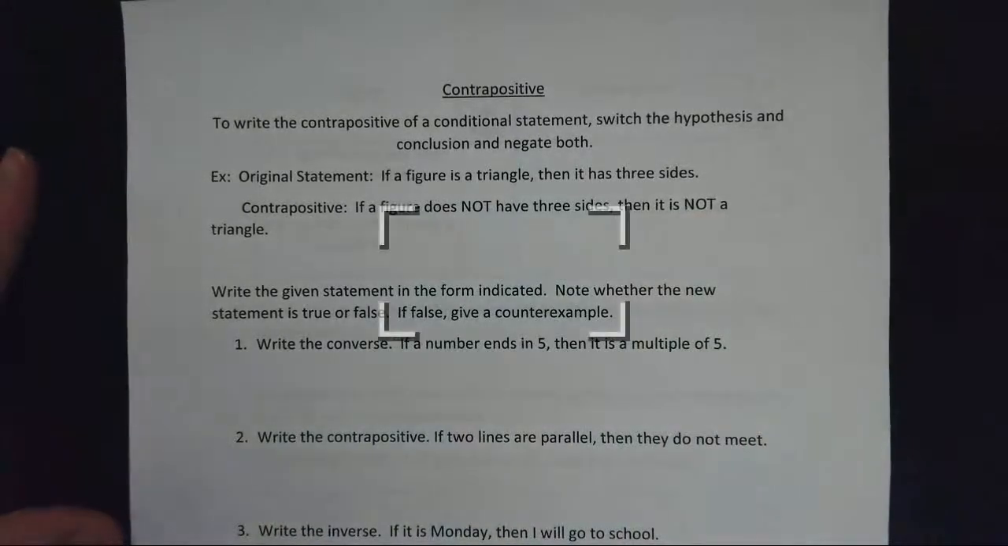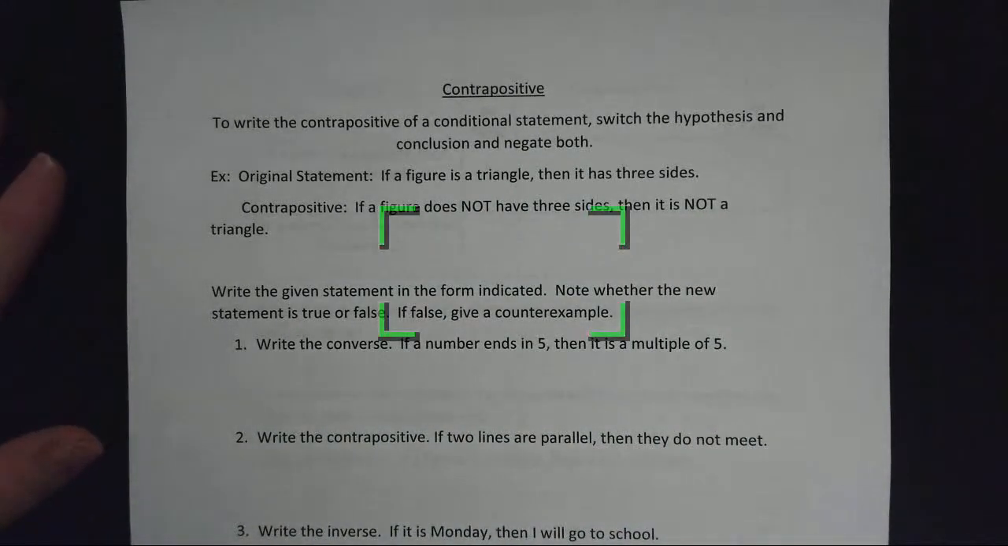So converse is when you switch the if and then statements. The inverse is when you negate the if and then statements. And in the contrapositive, you do both.